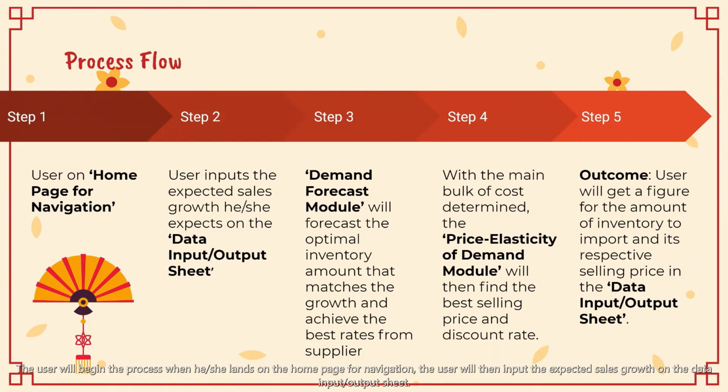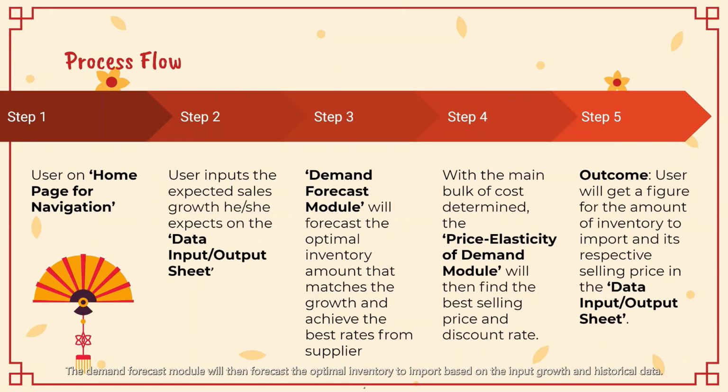The user will begin the process when he or she lands on a homepage for navigation. The user will then input the expected sales growth on the data input-output sheet. The Demand Forecast Module will then forecast the optimal inventory to import based on the input growth and historical data. With the cost of inventory determined, the price elasticity of demand module will then find the best selling price and the appropriate discount rate. Finally, after using our model, the user will know how much to import and how much to price their mooncakes at.